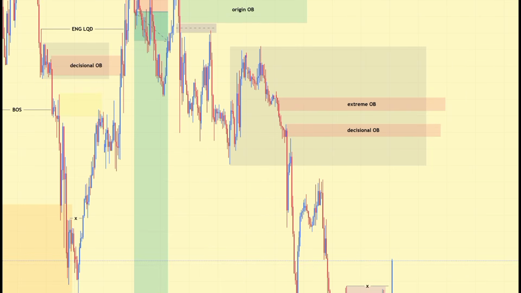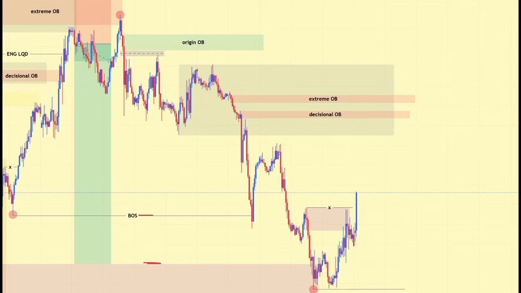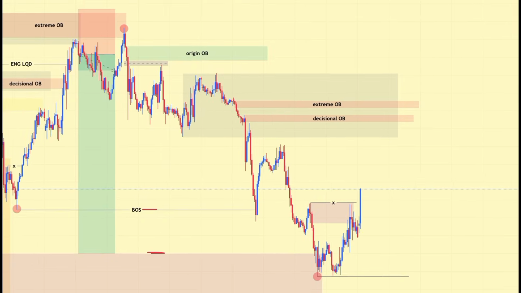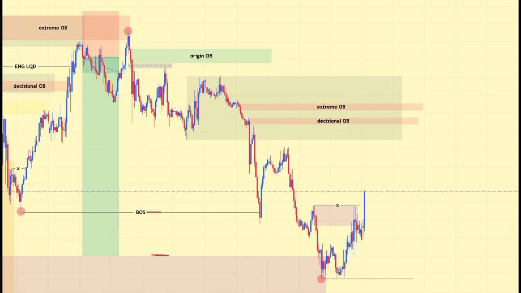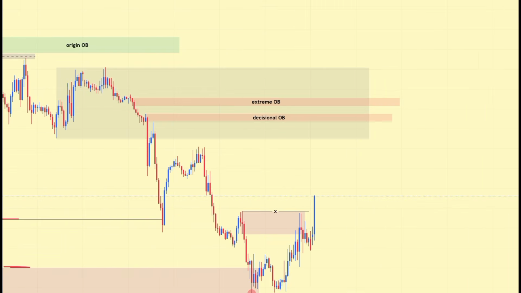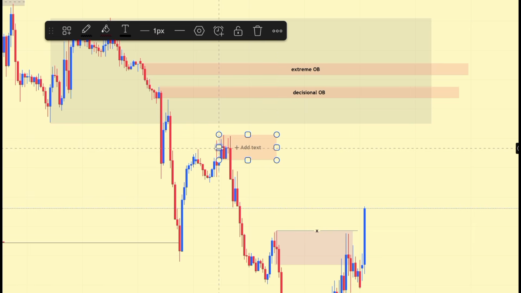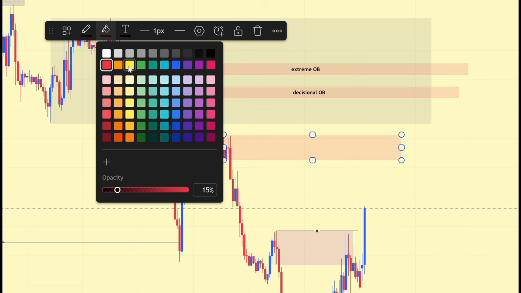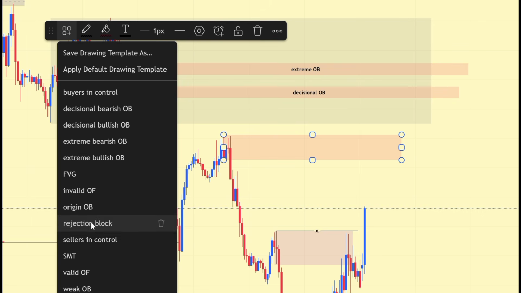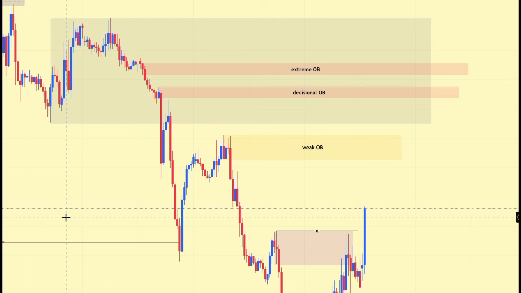So all our POIs are marked now, and I can continue running price so that I get to see where price is reversing from. Okay, so this here is of course a weak POI or a weak order block. In that case, it's not strong enough to push price. You can clearly see it meets the criteria to be called a valid order block, but in this case it's a weak order block as it is after the break of structure.